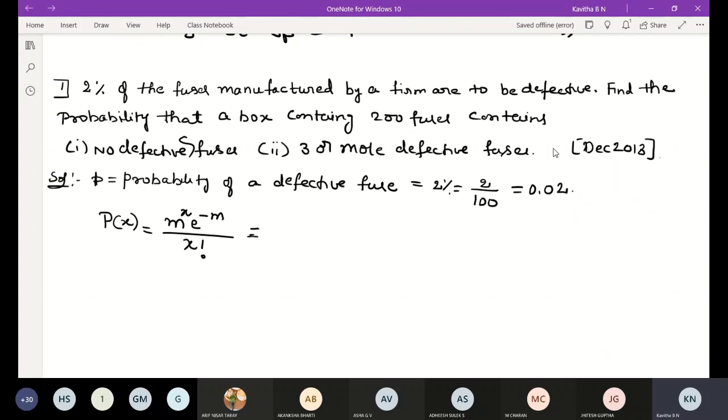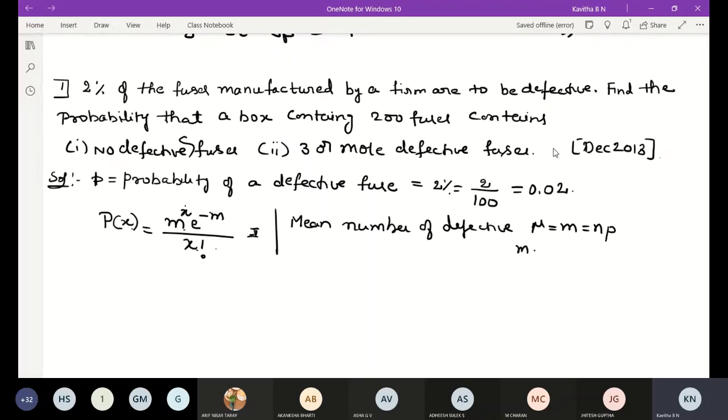Write the formula: P of x is equal to m to the power of x, e to the power of minus m, divided by x factorial. Okay, then what do we have to find here? We have to find the mean number of defective. Mu is equal to m is equal to np.